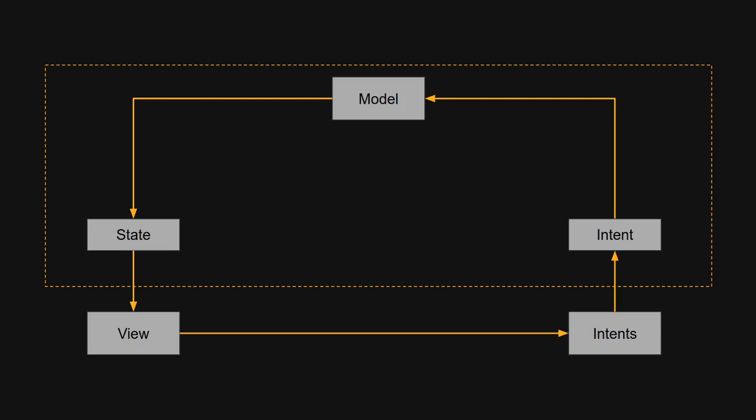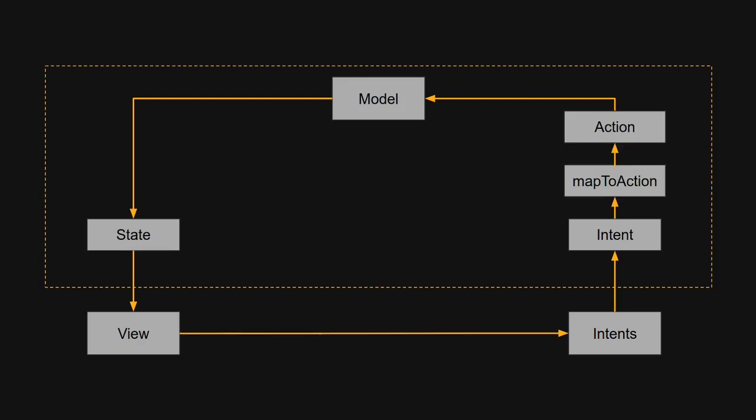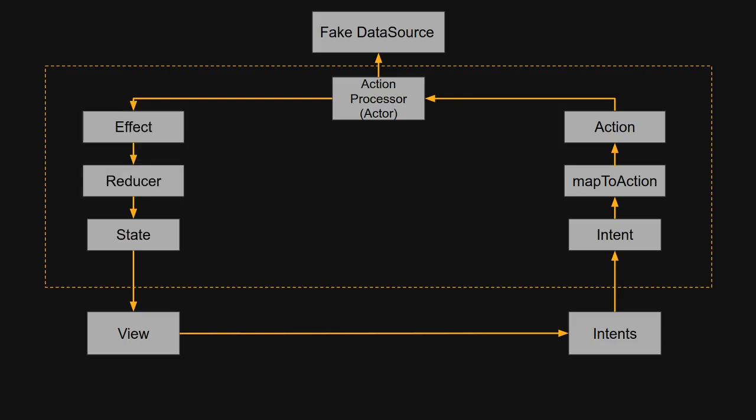So now we have two more components in this particular diagram, that is the map to action function and the action object. Also I have replaced this model with the action processor, that is an actor. The actor's job is to consume the action and produce some kind of result. An actor can also talk to the middlewares, the callbacks, or the repository to produce the desired output. In this case we have a fake data source to which this particular actor will talk and produce the output.